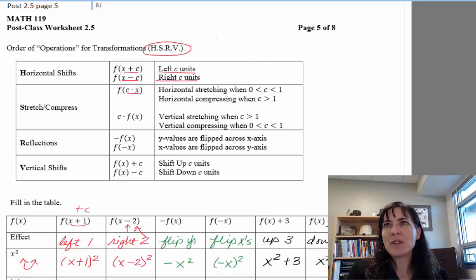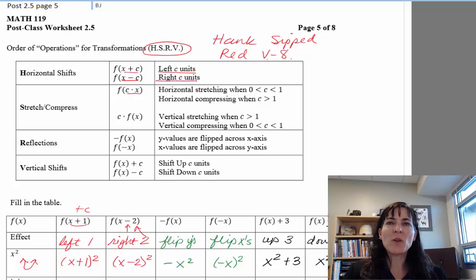And you can remember this by Hank sipped red V8. So HSRV. So that helps you get the order right. Horizontal shifts, stretch, compress, that's HS. R for reflections, and V for vertical shifts.